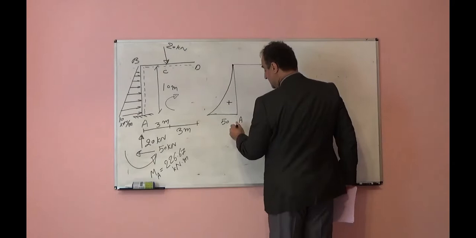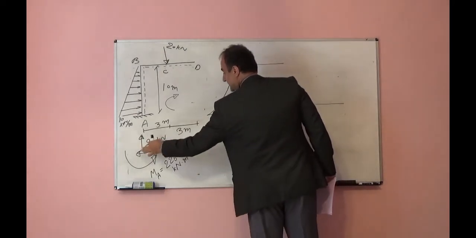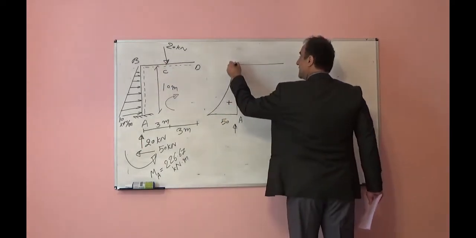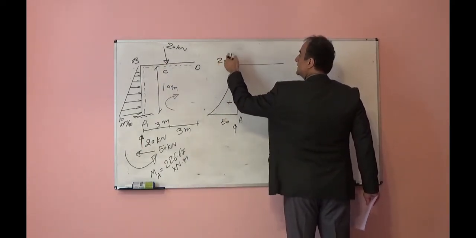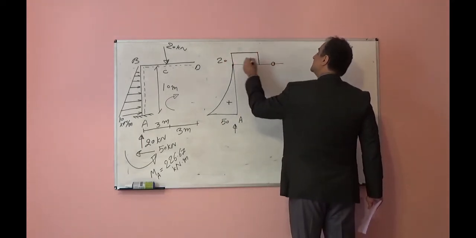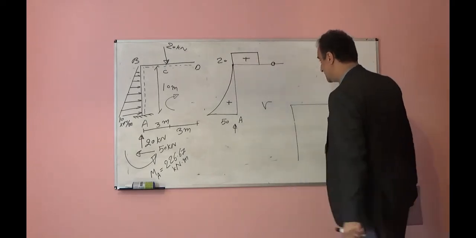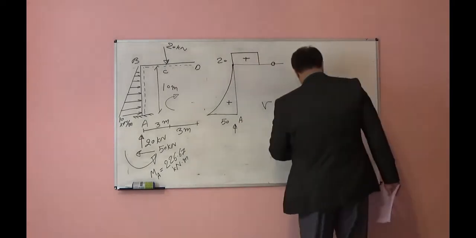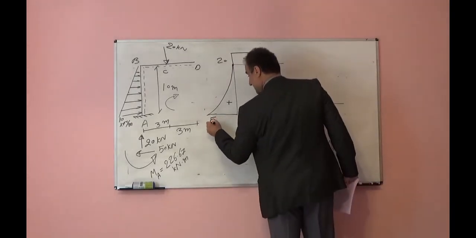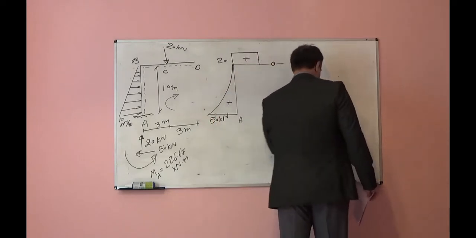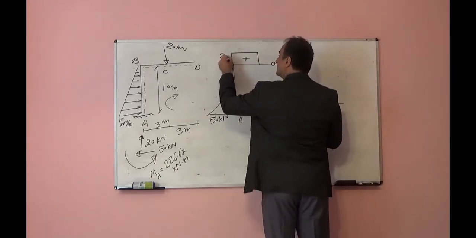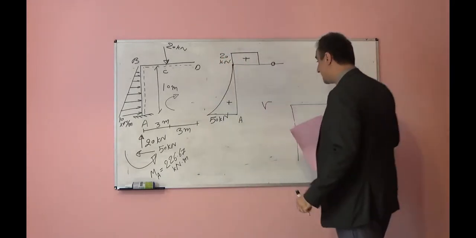At point B, this 20 reaction is perpendicular to this BD element. So I will move up 20. There is no force from B to C. I will continue 20 down. This is 0. This will be our shear diagram. So this is 50 kilonewton and this will be 20 kilonewton. About moment diagram.